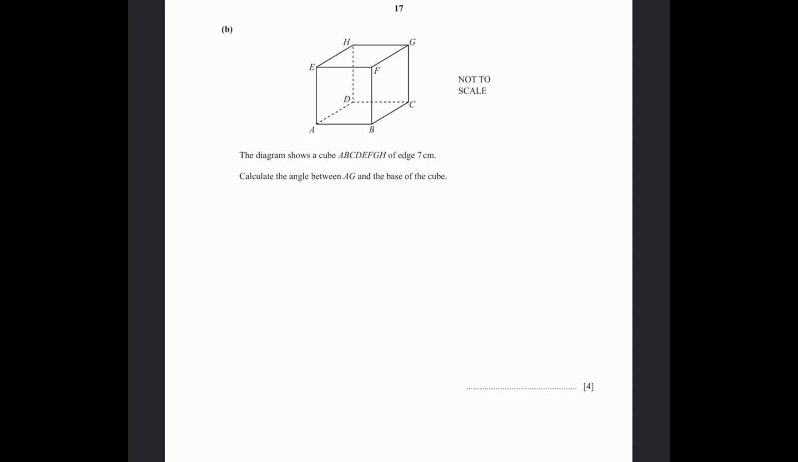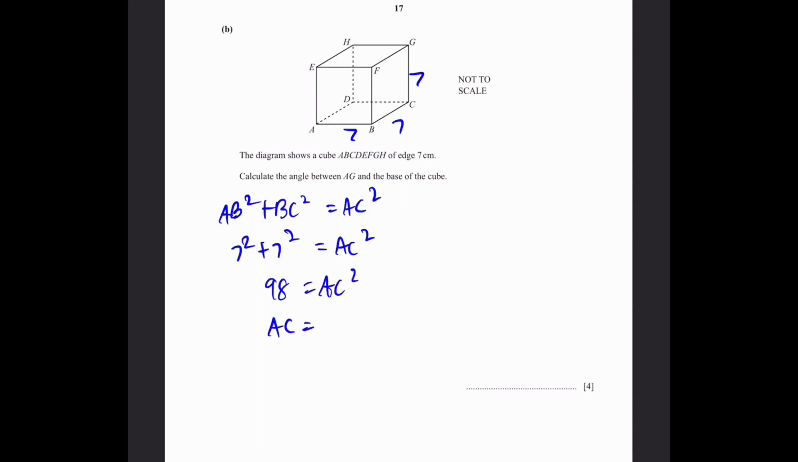So to find the length, first let's find the length AC. So AB squared plus BC squared equals AC squared because of Pythagorean theorem. So 7 squared plus 7 squared equals AC squared, since all these lengths are 7. Like the length, width, and height are 7. So 49 plus 49, 98 is AC squared. AC equals root 98 centimeters.